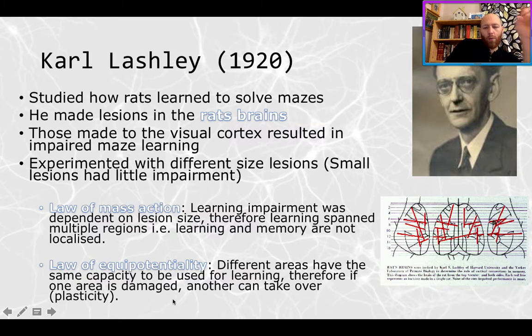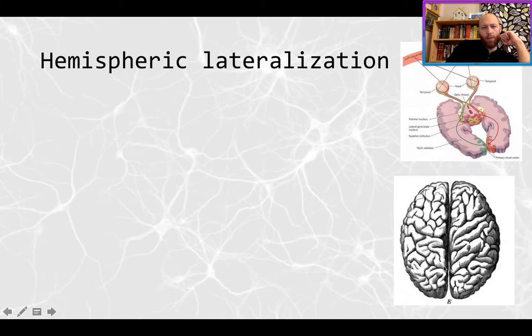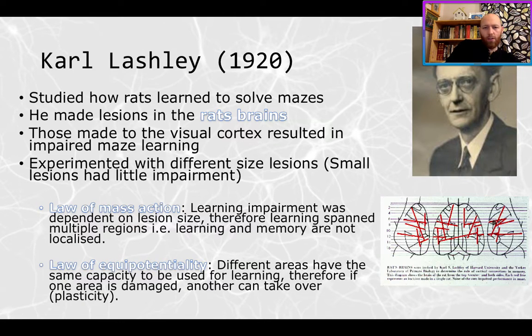And then the law of equipotentiality, and this is that different areas have the same capacity to be used for learning. Here we have a very early proposal of neuroplasticity. We're going to do a whole lesson on this in future. But this is the idea that any area of the brain could take over the function of any other. Here are the rats' brains and an example of the different types of lesions that he carried out. This was revolutionary.